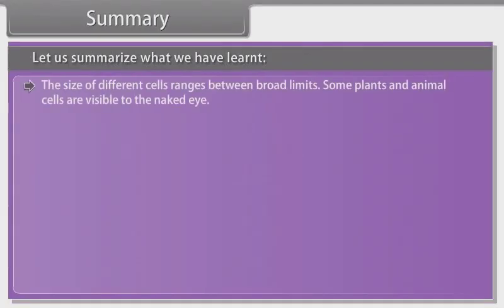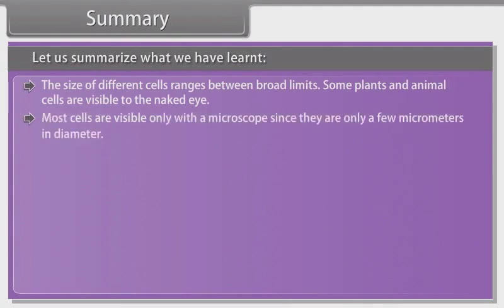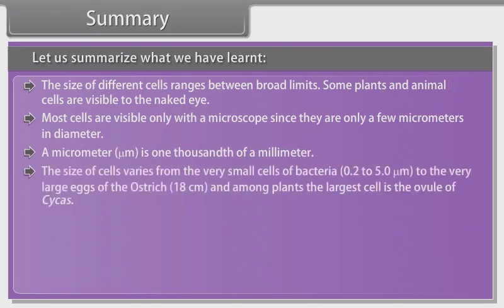The size of different cells ranges between broad limits. Some plant and animal cells are visible to the naked eye. Most cells are visible only with the microscope since they are only a few micrometer in diameter. A micrometer is 1/1000th of a millimeter. The size of cells varies from the very small cells of bacteria, 0.2 to 5 micrometer, to the very large eggs of the ostrich, 18 centimeter.